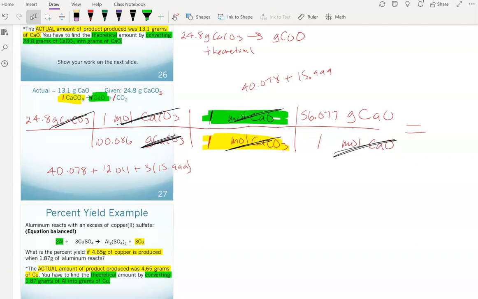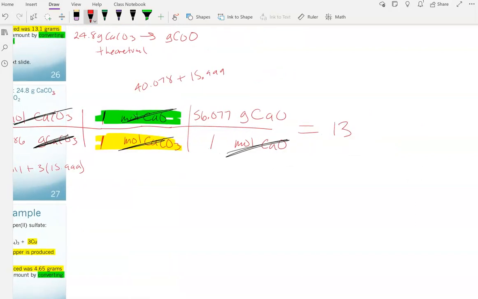I'm going to multiply everything in the top. So 56.077 times 1 times 1 times 24.8, and then divide it by the bottom, which is just 100.086 times 1, which is still 100.086. And so that's going to give me 13.9, we'll go 4 sig figs, so 13.90 grams of CaO. So that is the theoretical yield.